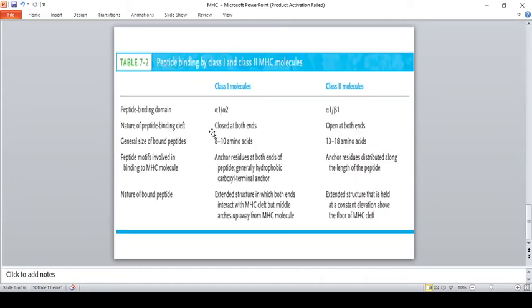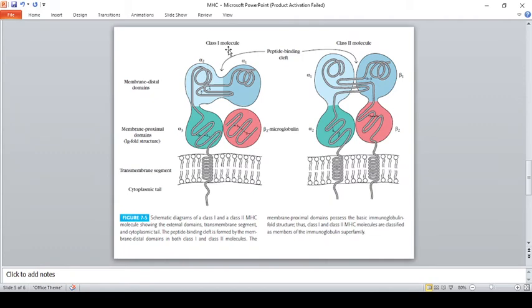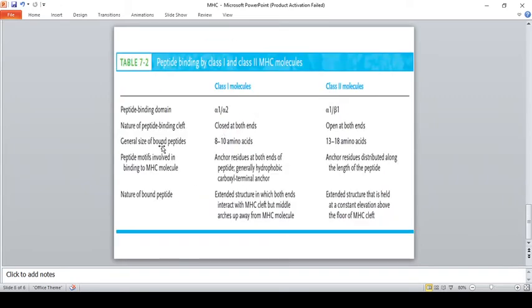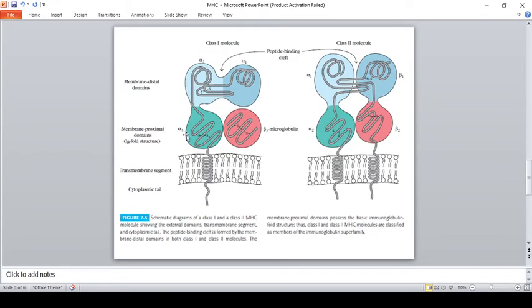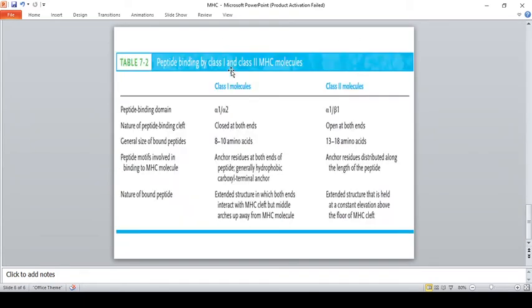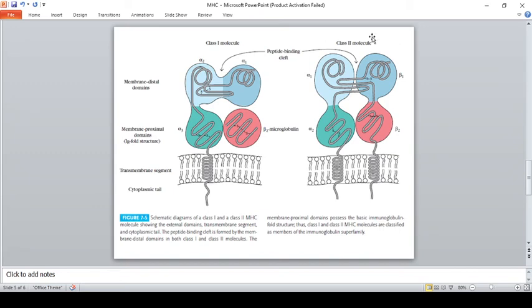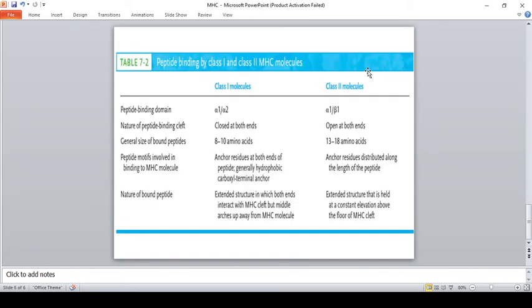Next, the nature of the peptide binding cleft. Here in class 1 you can see it is closed and continuous, but in class 2 it is open and discontinuous in nature. The general size of the bound peptide: in the class 1 molecule, the bound peptide ranges from 8 to 10 amino acids, and in class 2 the bound peptide size ranges from 13 to 18 amino acids.